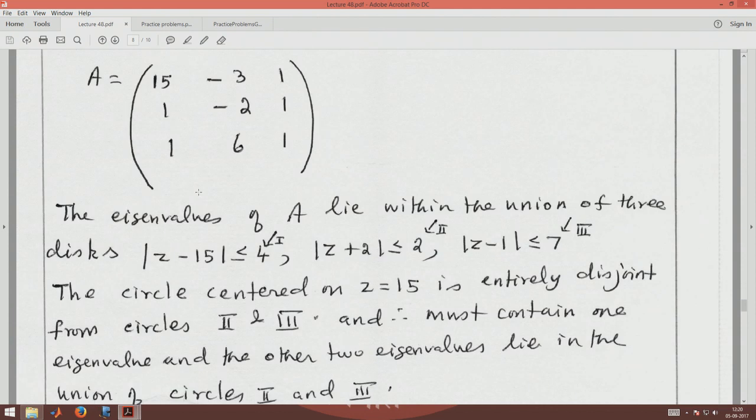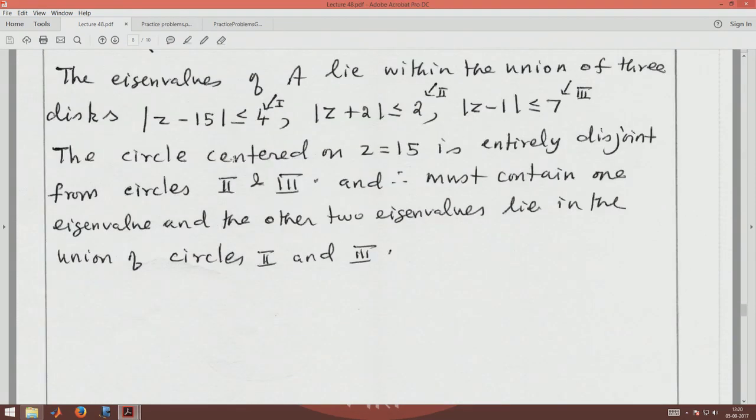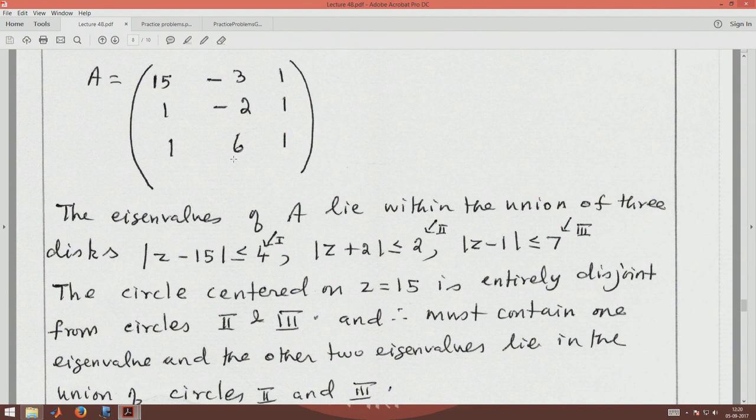So, let us now take another example. Again A is a 3 by 3 matrix, and it is clear that the eigenvalues of the matrix A lie within the union of the circles mod z minus 15 less than or equal to 4, mod z plus 2 less than or equal to 2 and mod z minus 1 less than or equal to 7. And the one with center at 15 and radius equal to 4 is going to be a circle which is disjoint from the other 2 circles.